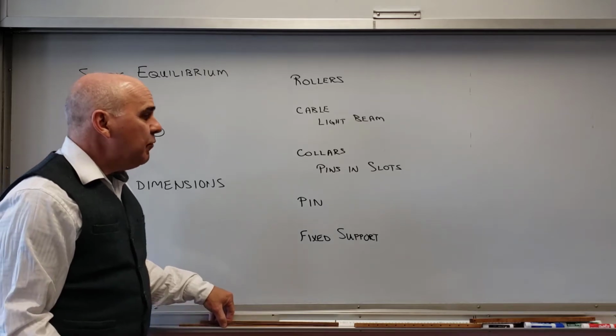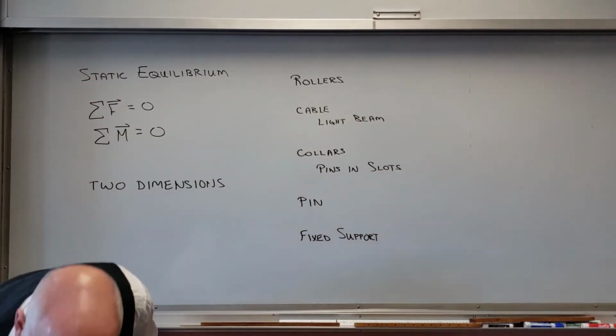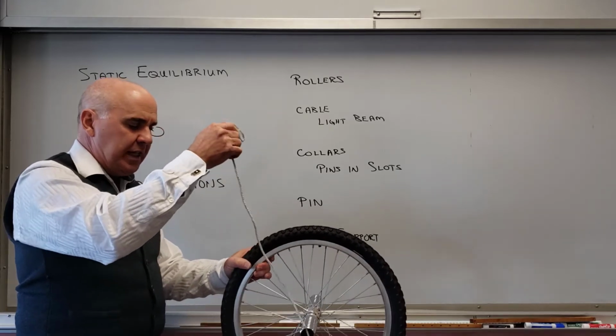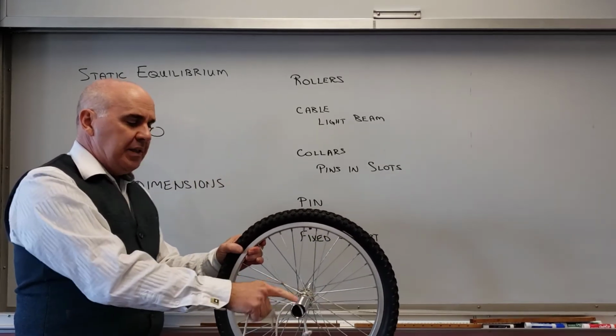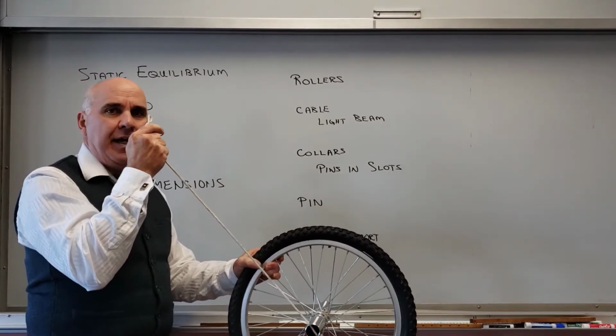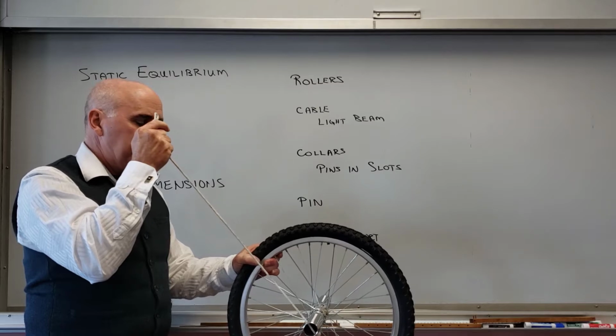And then we might have a cable. Let me grab that wheel back. So this is a rope, and forget the wheel for a second, but the rope is pulling on this hub. It can only pull in the direction of the cable. It can only pull in the direction of the cable.